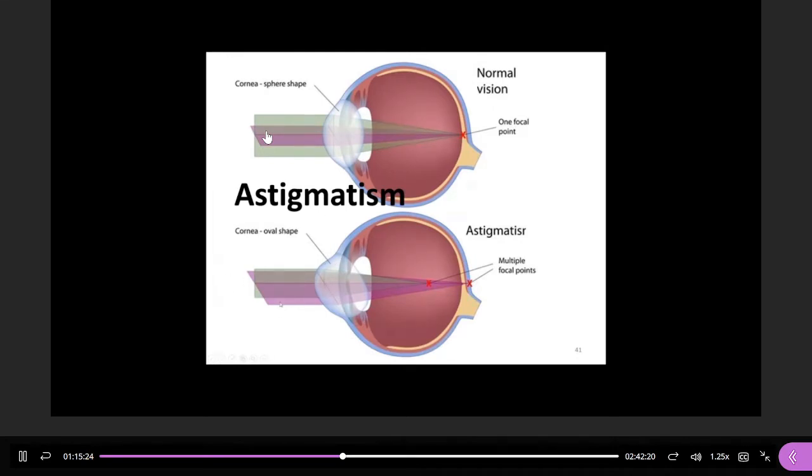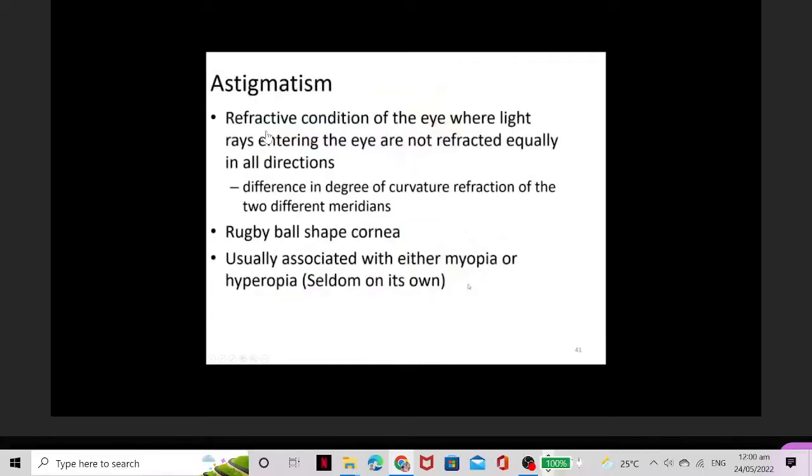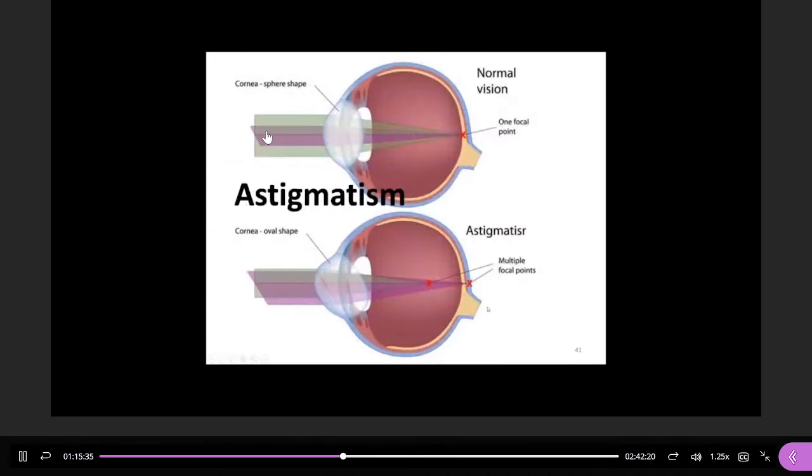For example, in the horizontal, which is purple, they have less power, so they focus behind the retina. However, the green plane, which is vertical, has more power, right? They focus in front of the retina. Then they make two different planes. They have what is called multiple focal points. So this is where astigmatism comes from.